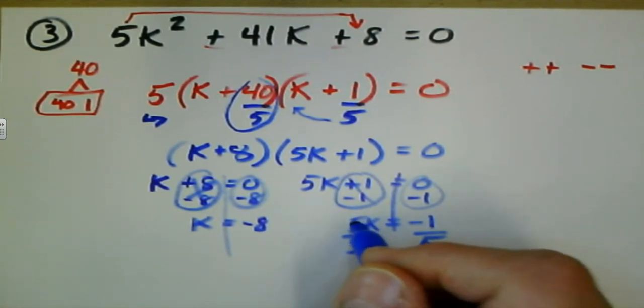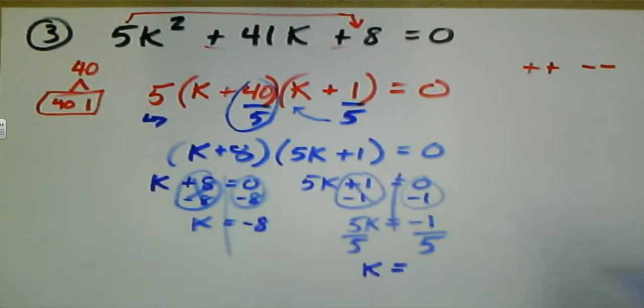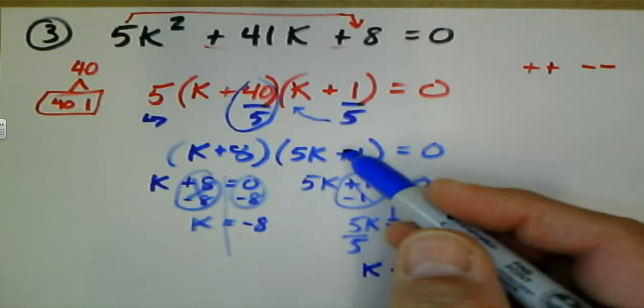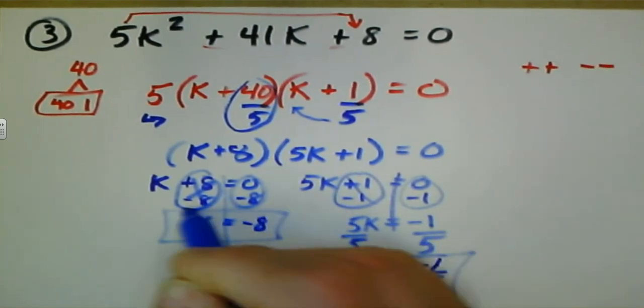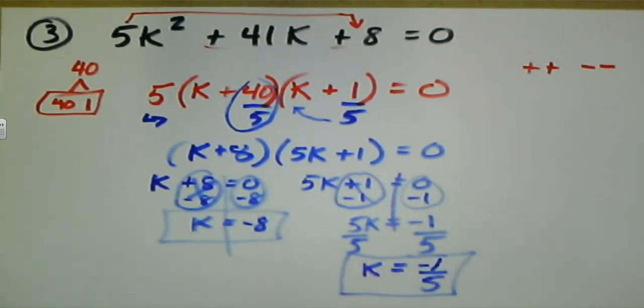5 divided by 5 is 1. 1 times 1 is just K. And we have negative 1 over 5. It's not going to work. It didn't work here. It's not going to work here, okay? And if you check your answers, it's right there.